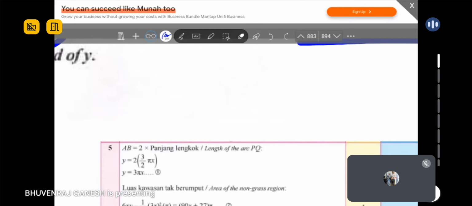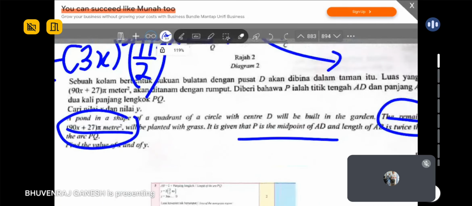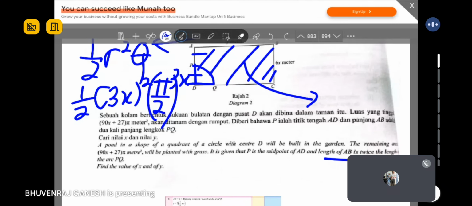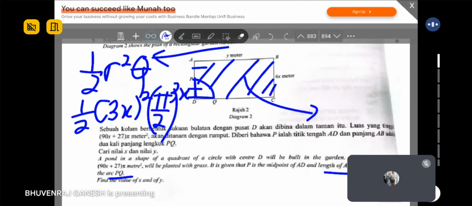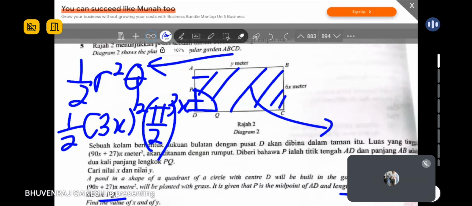Okay, this is actually the second equation. Ini adalah persamaan kedua. Okay, there is actually one more equation you can form here. Satu lagi persamaan. Okay, you can refer to this information, guys. AB is twice the length of arc PQ. Okay, AB adalah 2 kali ganda panjang lengkung PQ.